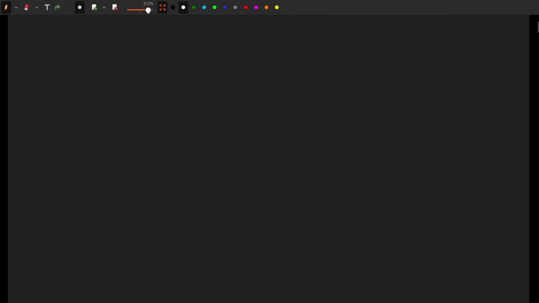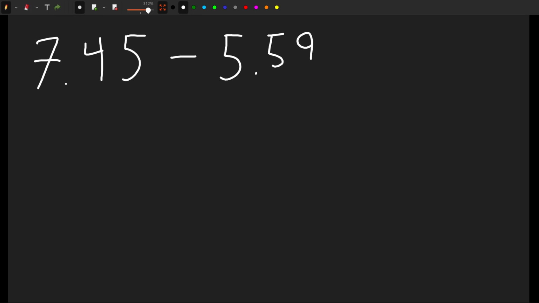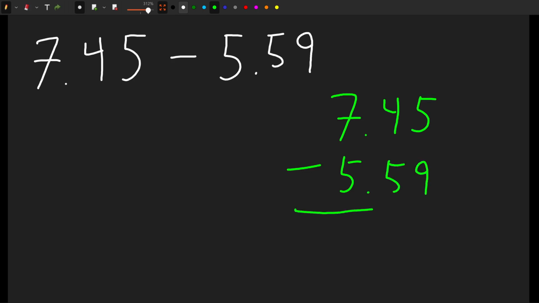We have 7.45. And this time we're going to subtract 5.59. Okay. So similarly to the problem above, we're going to write them one on top of another. 7.45 minus 5.59. Make sure you line up the decimal point. That'll come in handy later when we get to bigger problems.